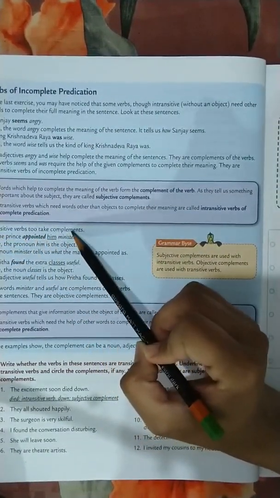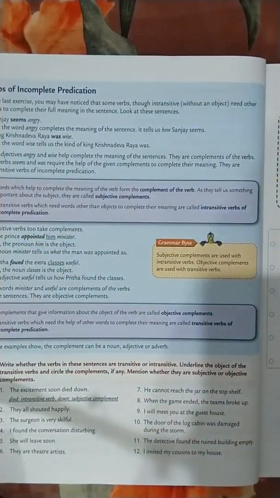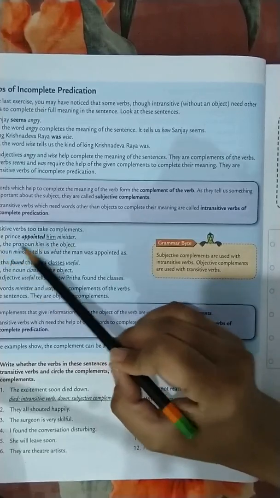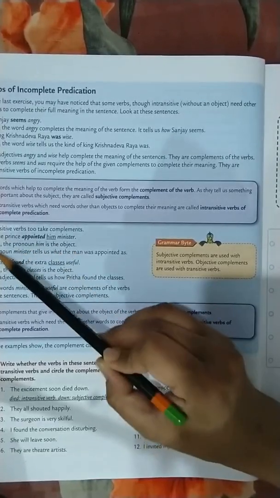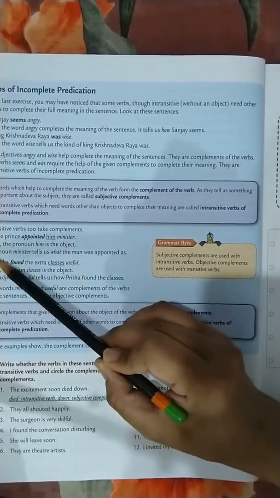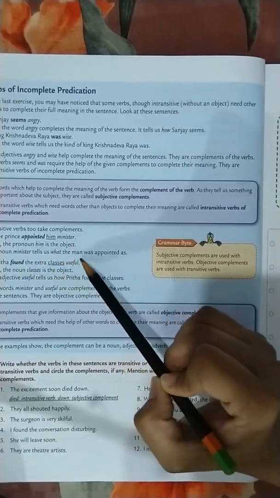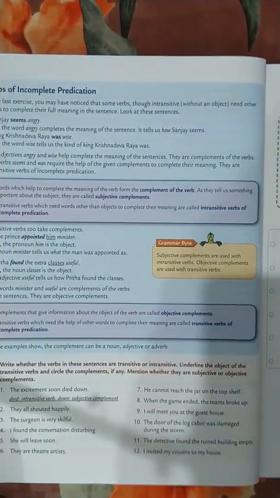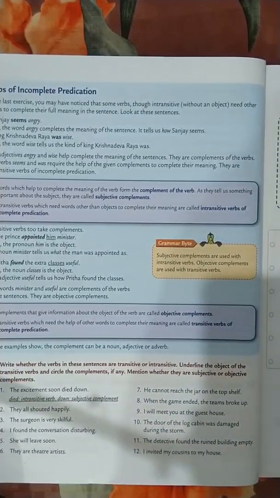Now transitive verbs also take complements. See the example here: The prince appointed him minister. Here the pronoun him is the object. The noun minister tells us what the man was appointed as. The prince appointed him what? Minister. So do remember, the transitive verb also takes a complement.